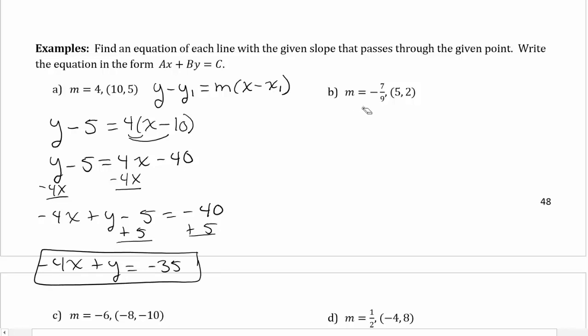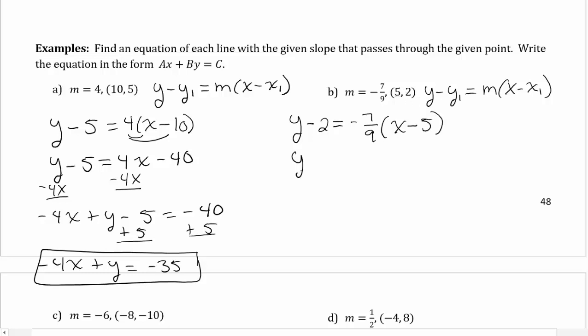Next example, we have a slope of negative 7/9 and a point 5, 2. So again, we're plugging into this equation y minus y1 equals m times the quantity x minus x1. So we're going to have y minus, the y coordinate for this one is 2, equals our slope, which is negative 7/9, times x minus the x coordinate is 5. So we have y minus 2 equals negative 7/9 x plus, so negative 7/9 times 5 is positive 35/9.